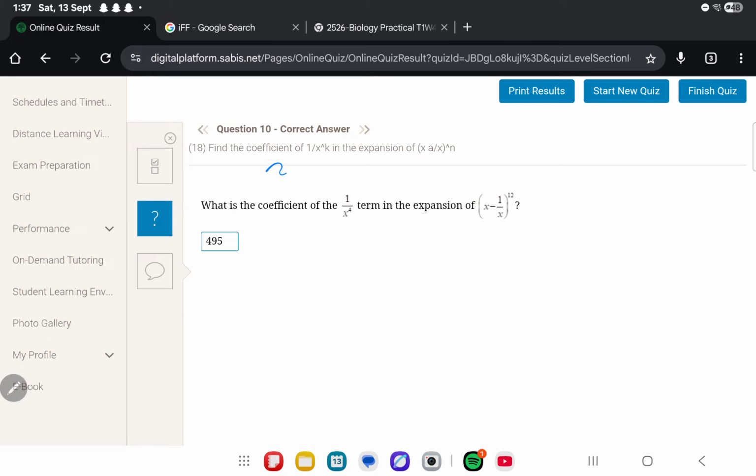Here, the coefficient of 1 over x to the power of 4 term. This can be rewritten as x to the power of negative 4, same thing. Now, a little trick you can use. Ignore whatever's up here and ignore whatever's next to this. x to the power of, in our case, 12 minus k, times 1 over x, equals x to the power of negative 4.